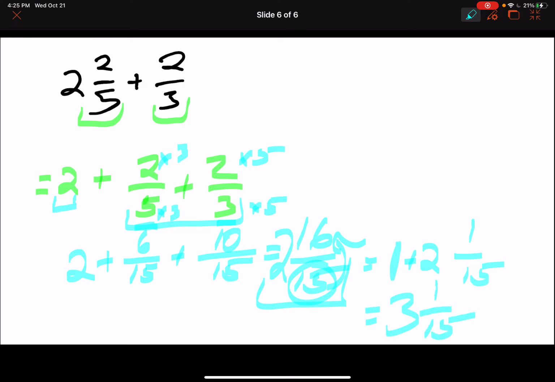So you will be expected to reduce your fractions to the lowest form that it can be in.